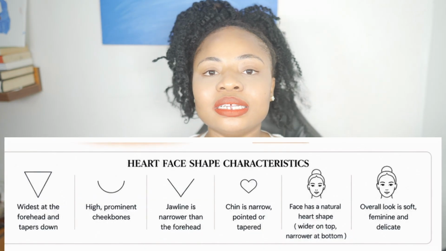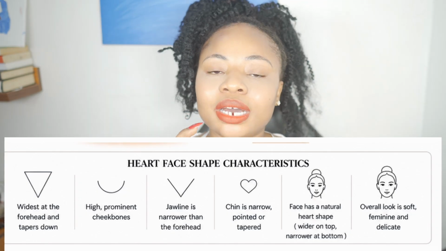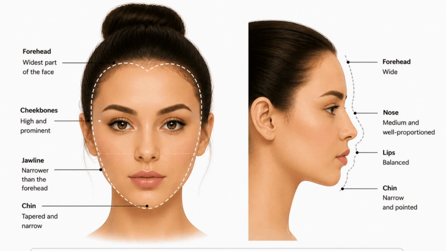The next shape is a heart face. How do you identify a heart face? A heart face is almost like, in some sense, an inverted triangle. It is very wide at the forehead and very narrow at the chin. The next one is a heart face tends to have very high, prominent cheekbones. And like I mentioned, the jawline is usually very narrow, like an inverted triangle.